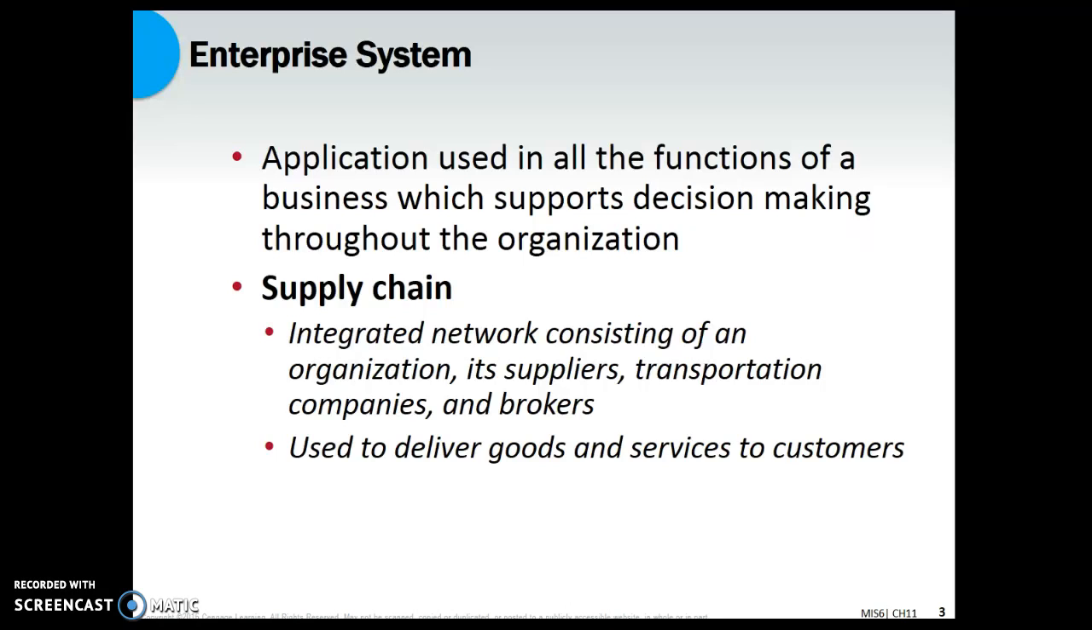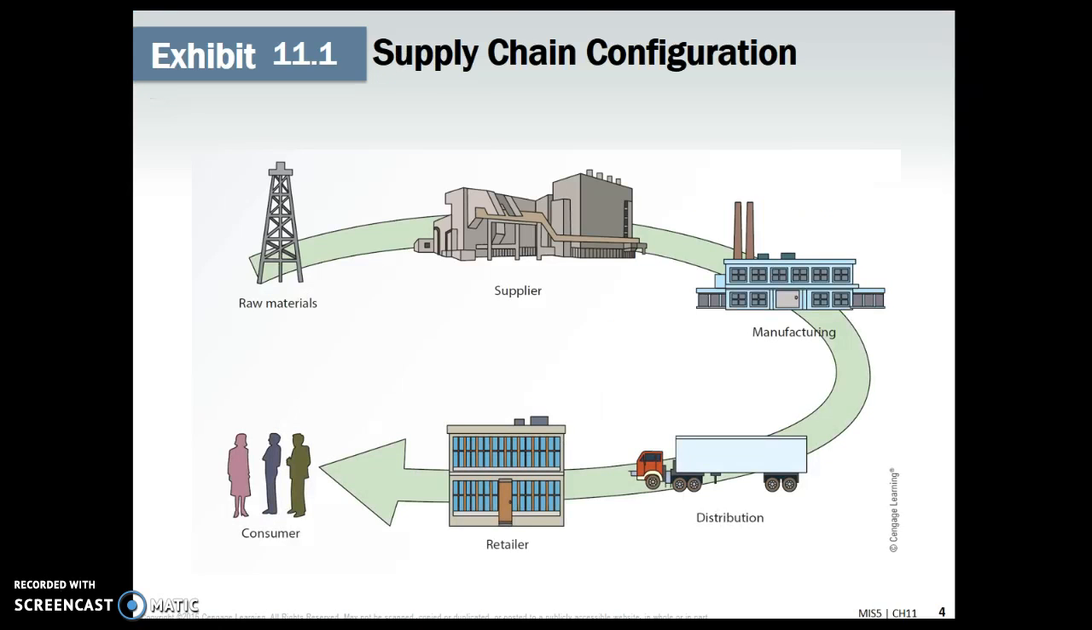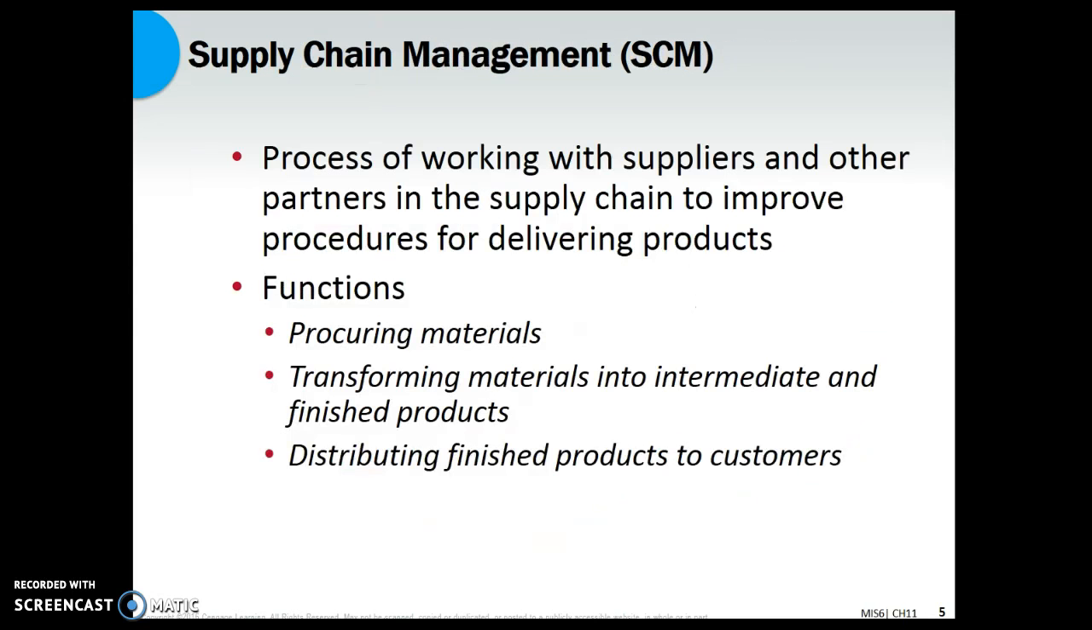So there are enterprise systems that are specifically set up for certain kinds of functions. One is a supply chain, which is an integrated network of organizations, its suppliers, transportation companies, and brokers. So a supply chain configuration would look somewhat like this picture here, this Visio diagram, to give you an idea.